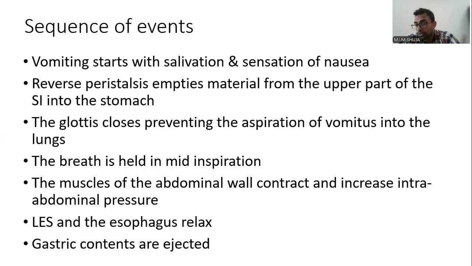Then, an important protective event occurs. The glottis closes. This prevents vomitus from entering the trachea and lung. If this protective mechanism fails, the patient may aspirate gastric content, which can lead to aspiration pneumonia.